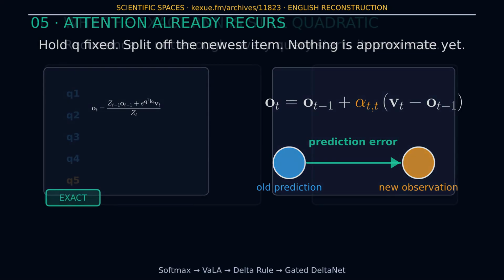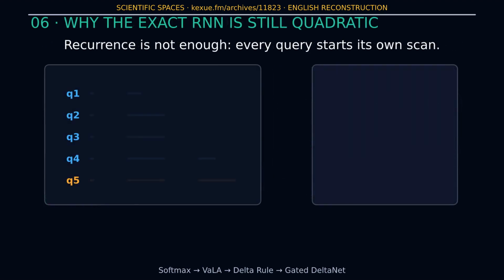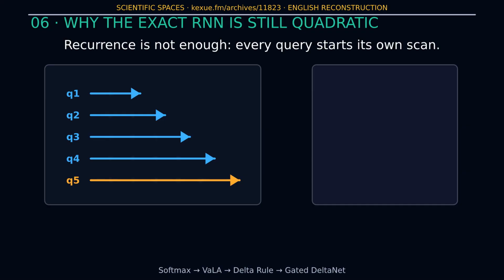Here is the catch. At position 1, we need the answer for query 1. At position 2, the answer for query 2, and so on. The recurrence is independent for each query, so query t runs through all t keys. The total work is 1 plus 2 plus 3 and so forth up to T, which is order T squared. This is why the article calls softmax attention a square complexity RNN.